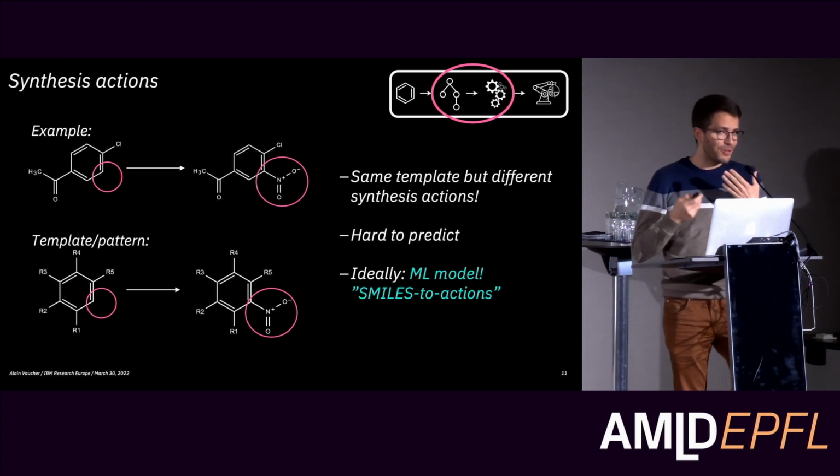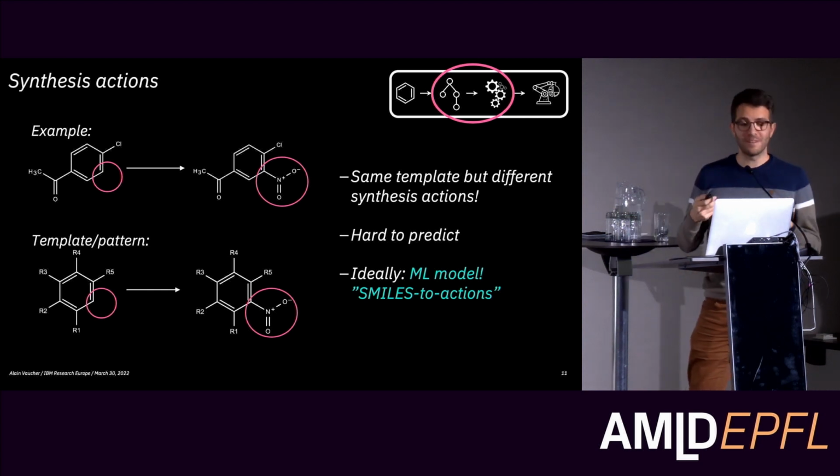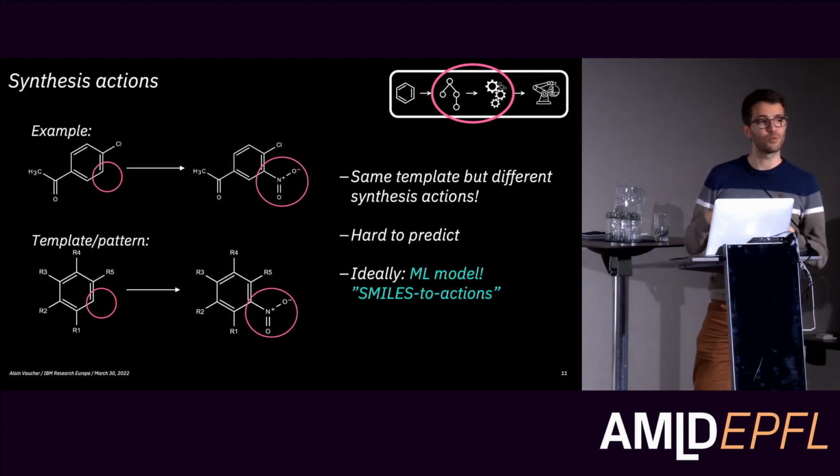However, usually it will not be exactly the same actions, and it's hard to predict the optimal set that will lead to the success of the reaction in the lab. And ideally what we want is a machine learning model to predict this based on the input.